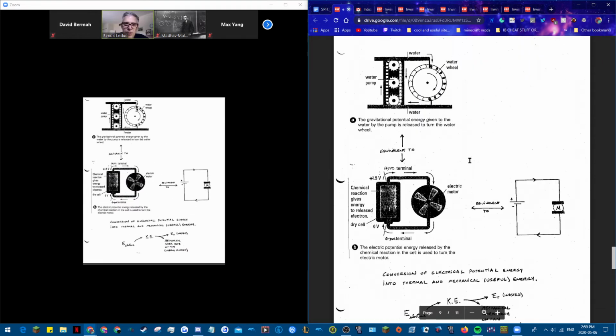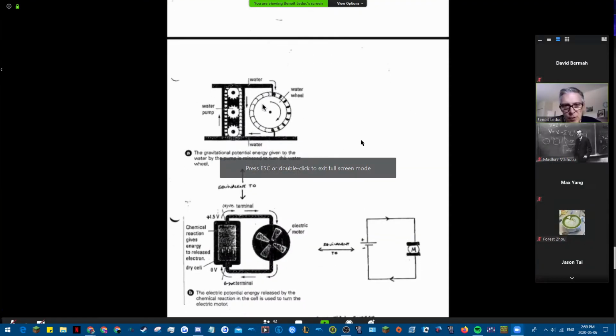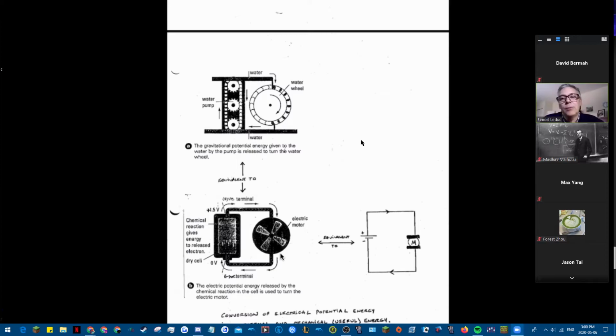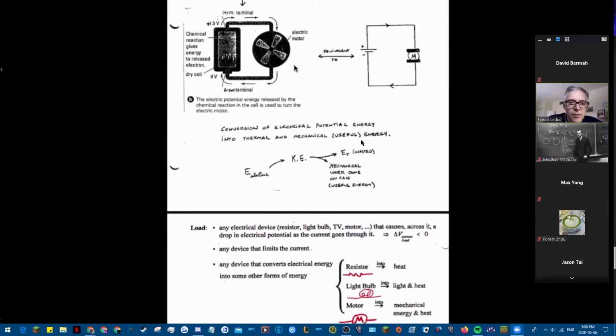And in the same way, as the water here flows from high to low height, there's a drop and it does work on the paddle wheel. There's a drop in height. As the current goes through the electric motor, it's a load, so it experiences a drop in electrical potential. Sometimes we call this a voltage drop, although it should really be called an electric potential drop, because a voltage is a difference in electrical potential. But anyway, there's a voltage drop right here, okay? It's a device that limits the current because there's resistance, right?